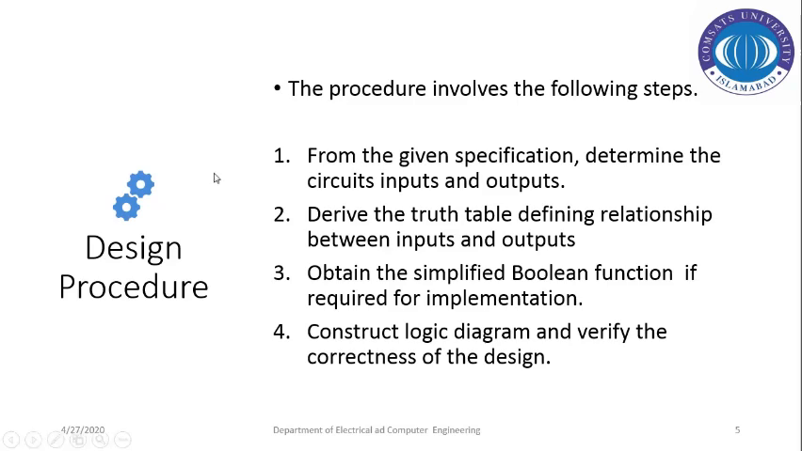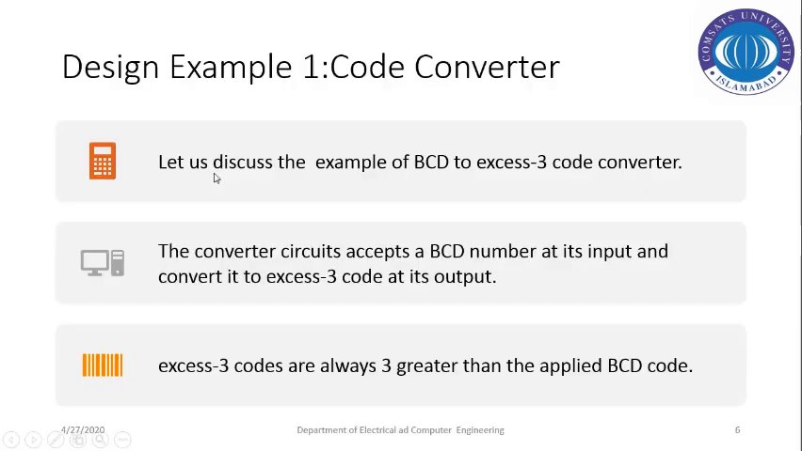So coming to the next slide, which we have discussed while describing the content, we're going to follow two design examples. The first design example covers a code converter. The code converter which we have selected is the BCD to XS3 code converter. So let us first discuss the BCD to XS3 code conversion mechanism, and how we're going to implement that circuit.